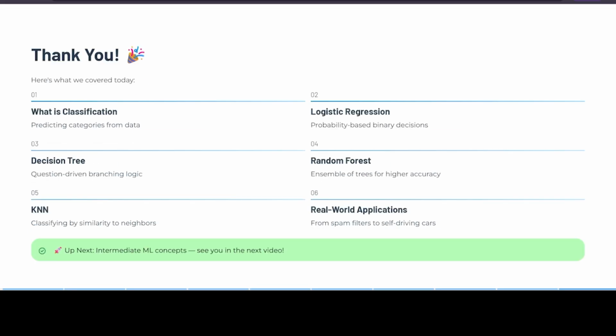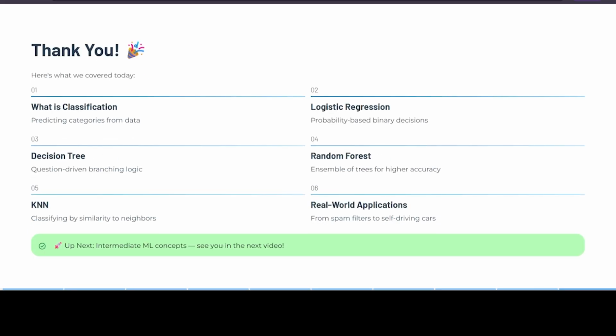I hope you all learned these algorithm types and the classification concept. Don't worry if everything doesn't become clear in one day. Machine learning is learning step by step. The more examples you see, the easier it becomes. In the next video we will continue exploring more exciting intermediate machine learning concepts. I hope you enjoyed this video and learned the concepts.